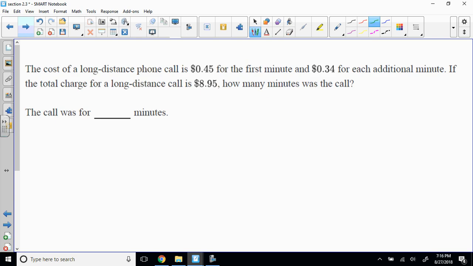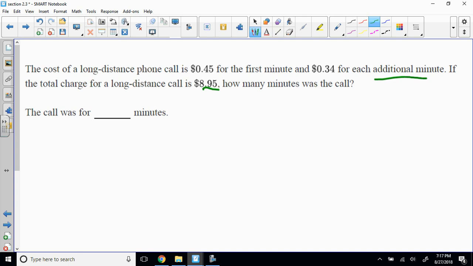All right, now, this one right here, I worked 5 or 6 ways, and I kept getting it wrong. I want to see if you fall into the same hole that I fell into. Okay? So let's go. The cost of a long distance phone call is 45 cents for the first minute, 34 cents for each additional minute. If the total charge for a long distance call is $8.95, how many minutes was the call?